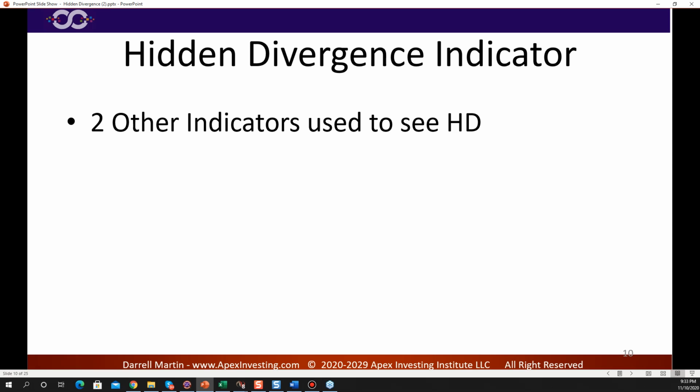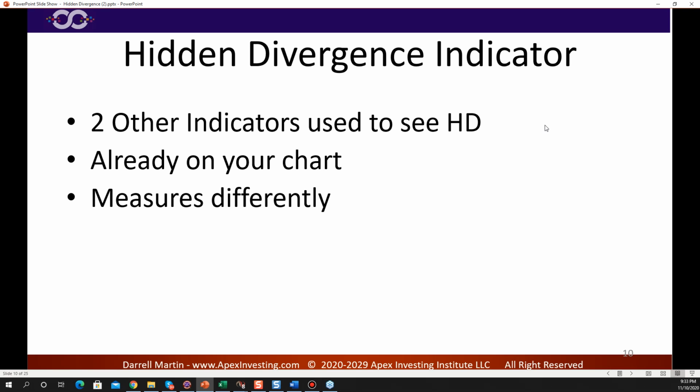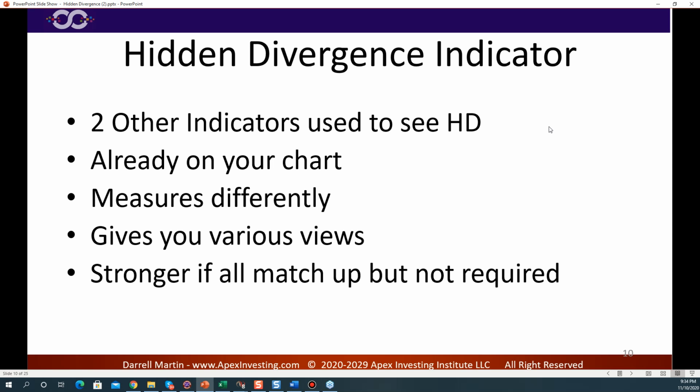Yes, with the oscillation detector, you'll need at least 2 bars retrace to get a number. All right? Now, that is hidden divergence with the oscillation detector. Now, there's another way that we can also view hidden divergence on our sniper charts. In fact, it's already on your chart. You just probably didn't realize what it was. These measure a little bit differently, so you have different views of the market, different views of measuring strength. It's stronger if all of them line up, but it's not required.